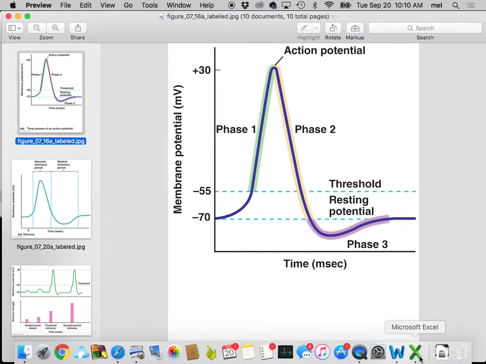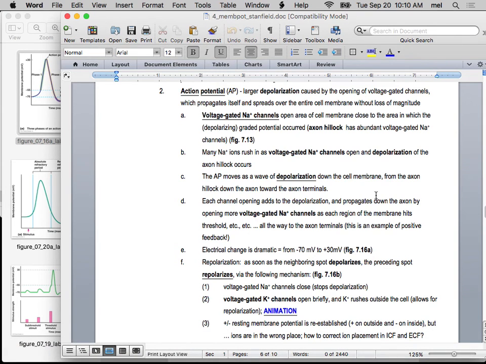Okay, so we'll go back to your notes for a second. An action potential is a larger wave of depolarization. It moves down the entire cell without losing magnitude. And we'll talk about that in just a second. But it doesn't lose magnitude because if you open one, you end up opening all of them. And it's a massive rush of sodium in.